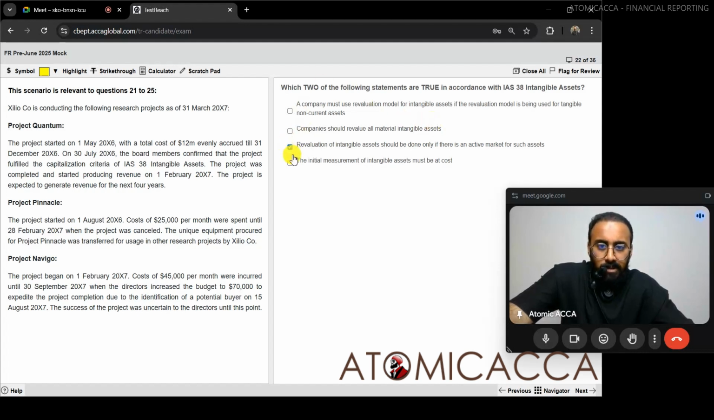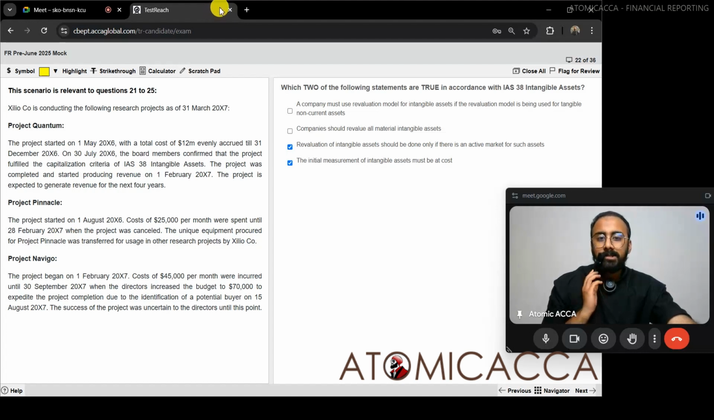Then by default only C and D are the remaining options. But let's read this. Revaluation of intangible assets should be done only if there is an active market for such assets. Correct. You cannot mostly revalue most of the assets because most of it is like a one-off item. You'll not have an active market or high volume transaction happening for it. The initial measurement of intangible asset must be at cost. That is like the day one treatment of IAS 38. That is also correct. So C and D is the correct option.